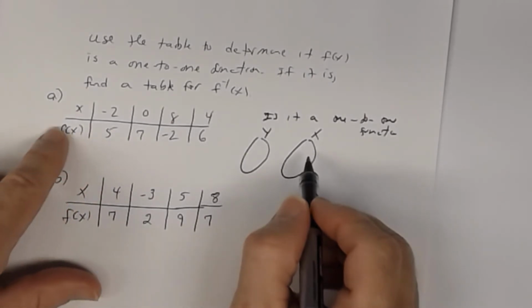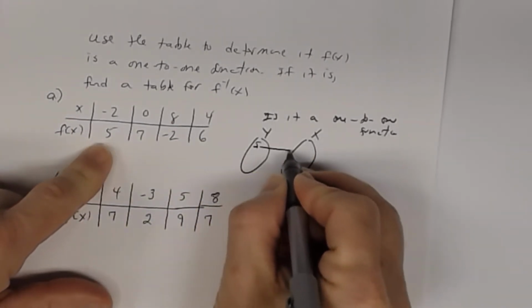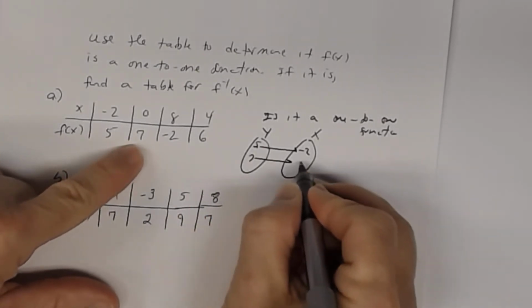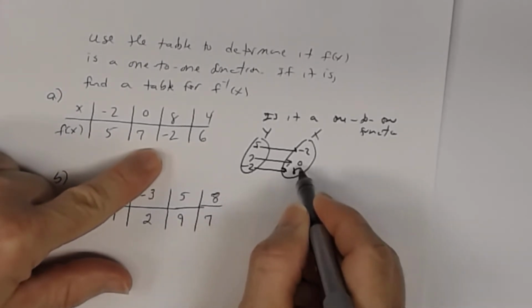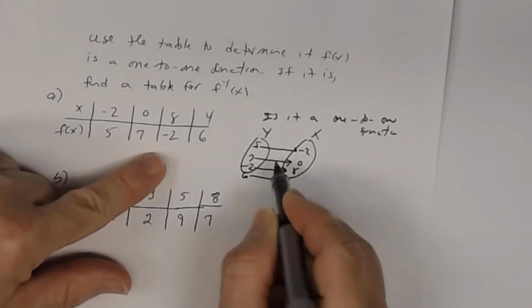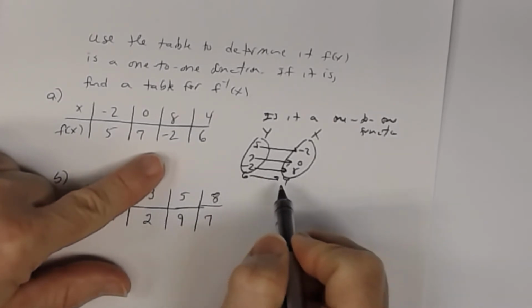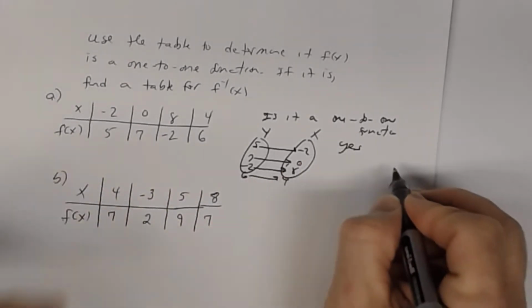So let's check it. So remember, f of x is your y. So 5 gets mapped to -2. So we're good so far. 7 gets mapped to 0. We're good so far. -2 gets mapped to 8. And then 6 gets mapped to 4. So notice that for each y coordinate, there's exactly one x, right? So this is a one-to-one function. So yes, it is one-to-one.